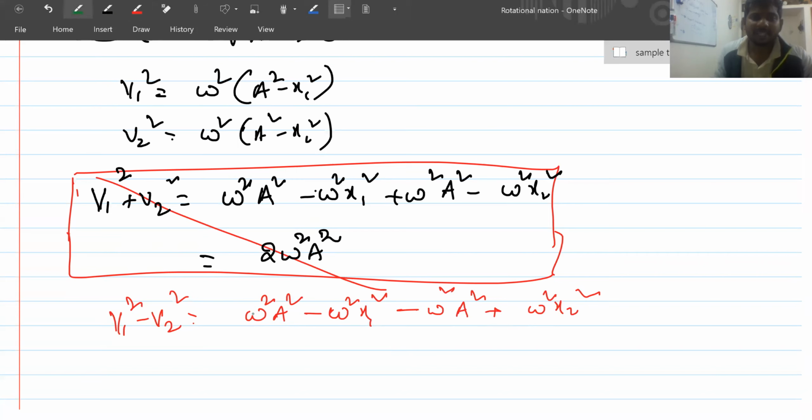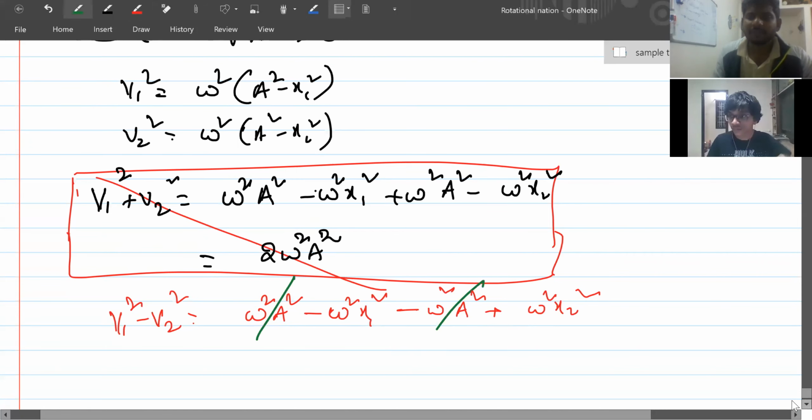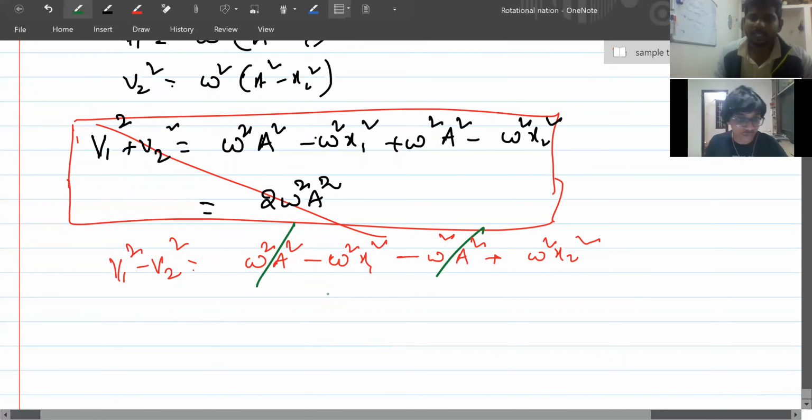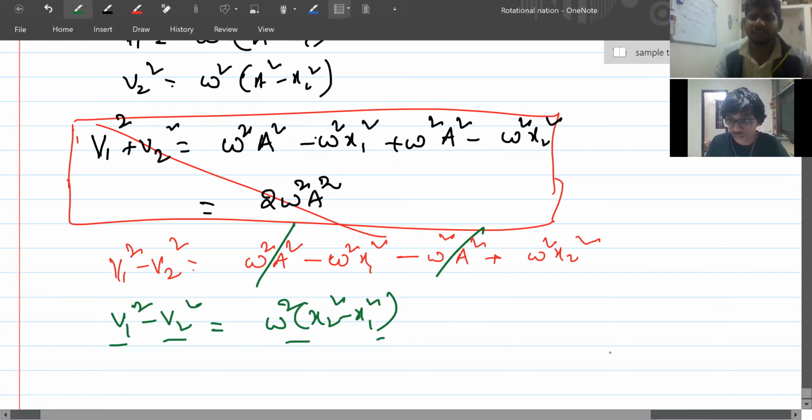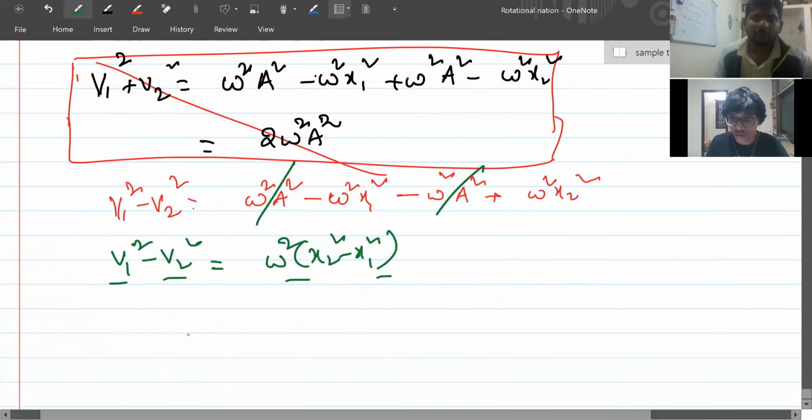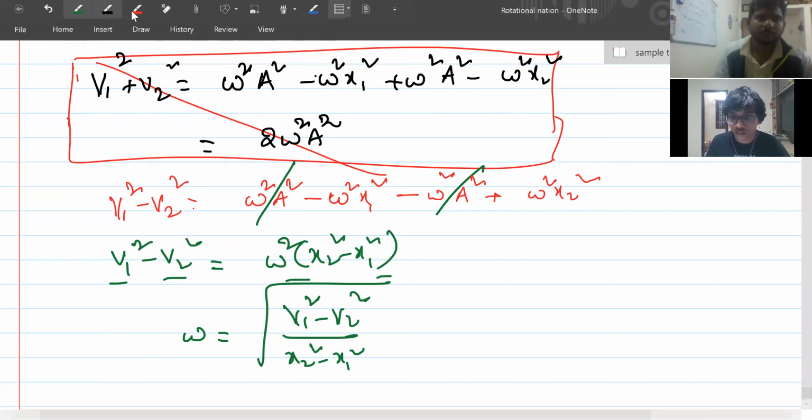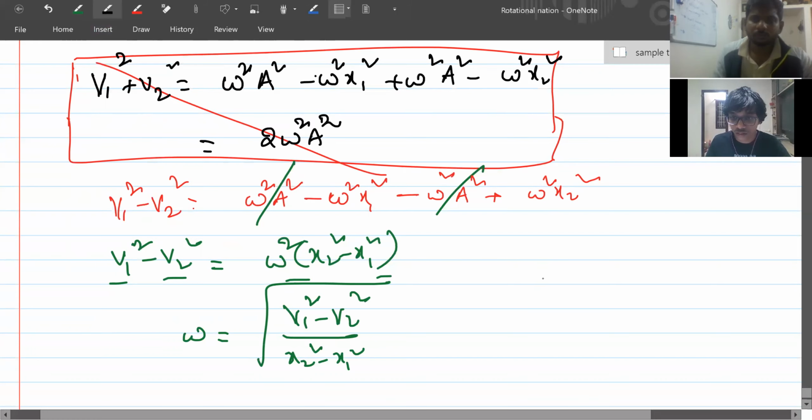Yes, sir. A will get eliminated because A, the amplitude, is not given in the question. So I eliminated A. Then what will I get here? Omega square into x2 square minus x1 square is equal to v1 square minus v2 square. V1, v2, x1, x2 are given in the question, right? So omega can be written as root over v1 square minus v2 square by x2 square minus x1 square, right? Got it?